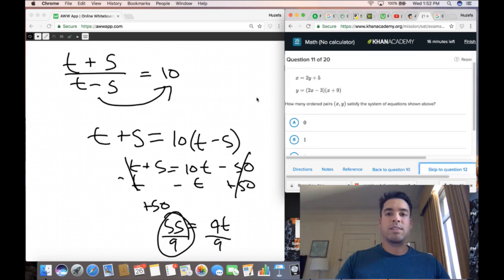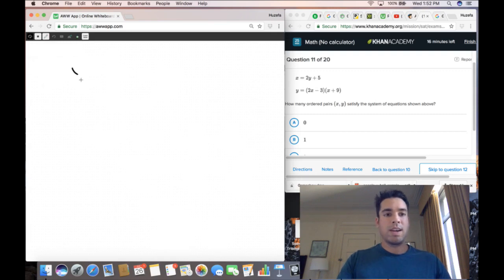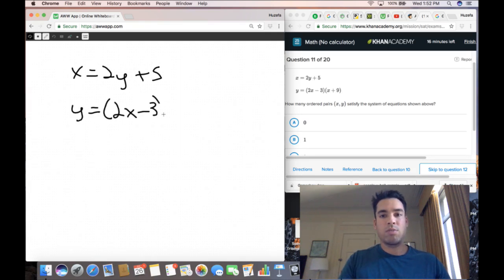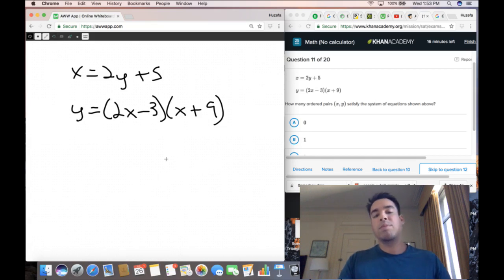Next question, x equals 2y plus 5, y equals 2x squared minus 3x plus 9. It's a system of equations. It's a parabola with a line intersecting it. I think. I mean, it may actually not be intersecting it. There could be 0 solutions. But to figure this out, we're going to use substitution, just like with 2 linear equations.